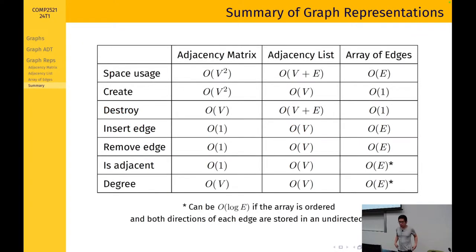All right, and here is the summary of our representations. We can see that the adjacency matrix takes up a lot of space, O of V squared space. The adjacency list takes up less space, V plus E, and the array of edges takes even less space, big O of E. The actual space usage depends on how sparse the graph is. If the graph is very dense and there are lots of edges, then the adjacency matrix might be the better choice.